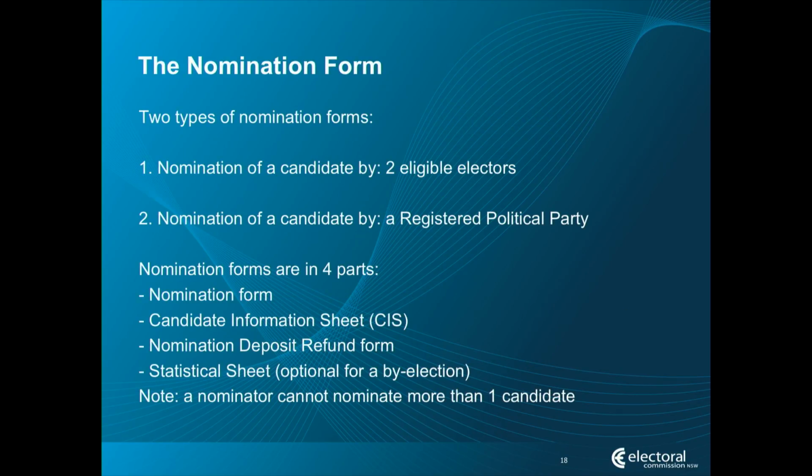The nomination form. There are two types of nomination forms. 1. Nomination of a candidate by 2 eligible electors, and 2. Nomination of a candidate by a registered political party. The nomination forms are in 4 parts: the nomination form, the candidate information sheet, nomination deposit refund form, and the statistical sheet, which is optional for a by-election. Note, a nominator cannot nominate more than one candidate where there is one candidate to be elected, or they cannot nominate more than 2 candidates if there are 2 candidates to be elected.